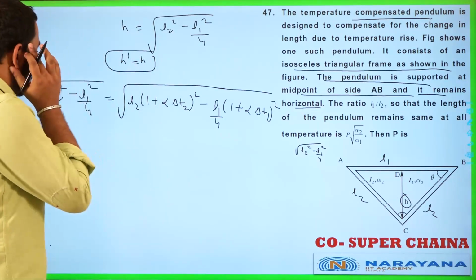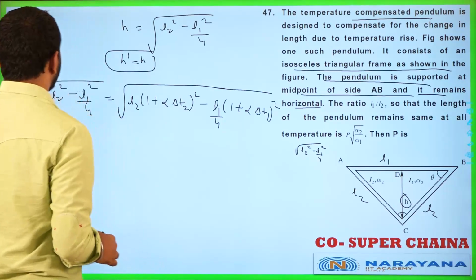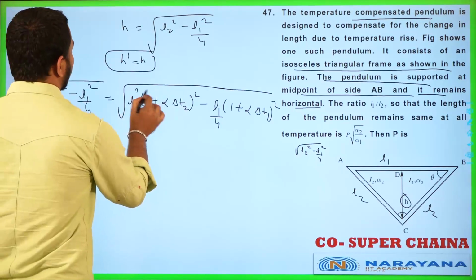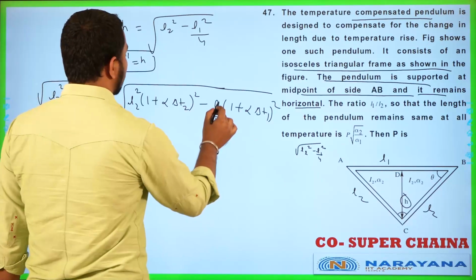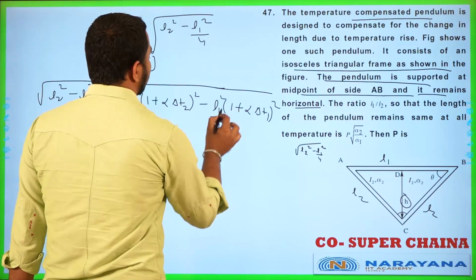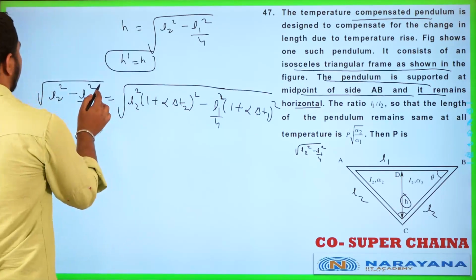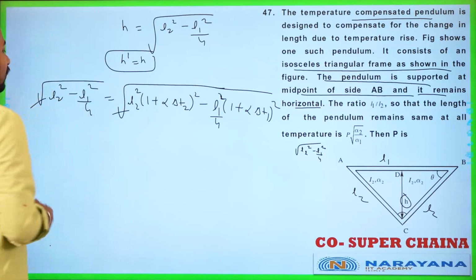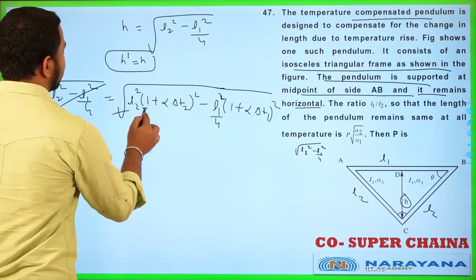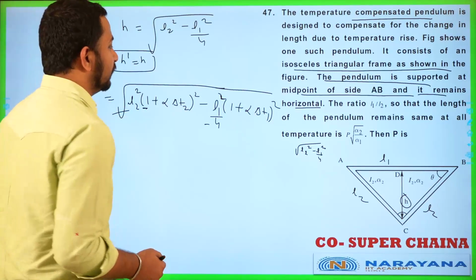Students, here if you simplify it, L2 square and L1 square, each whole term will be squared. First we can remove this root. Squaring both sides will remove this root, and this L2 whole square will be cancelled with the first term here. So this L2 square whole term will be cancelled out with the first term here.